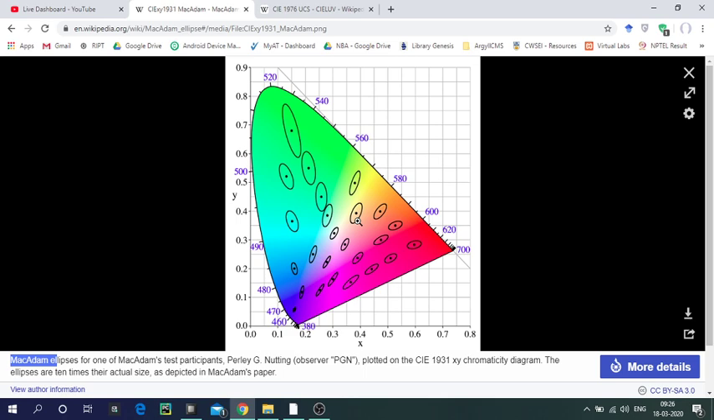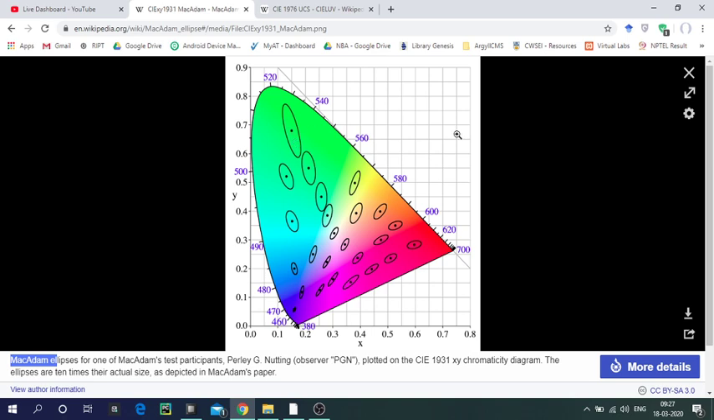The second thing that you can notice is that the size of each of the ellipses varies. What does it actually mean? It means that our eyes are more susceptible to seeing small changes within the blue-violet region, while our eyes are not that capable of visualizing small color differences in the green, green-yellow region.